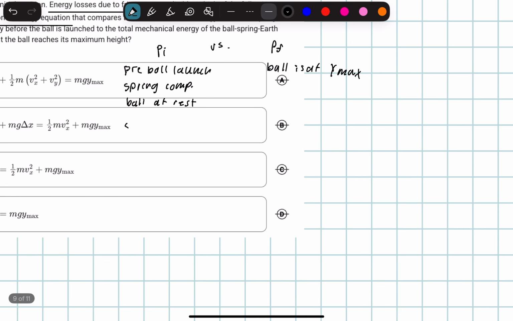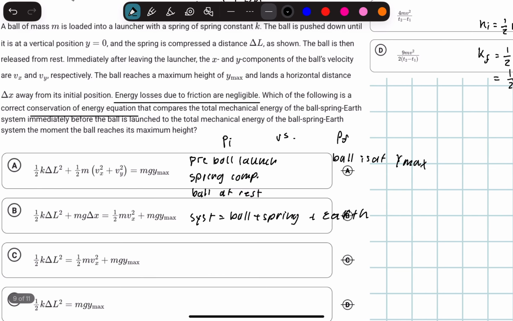And what is the system? Well, the system is the ball plus the spring plus the earth. Again, friction is negligible. Because friction is negligible, that is why we have conservation of energy. That's because there are no net external forces. That's why we can use that principle in the first place, right?